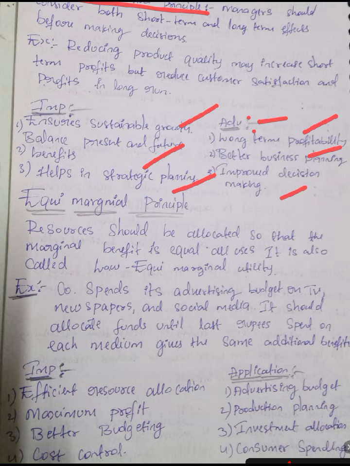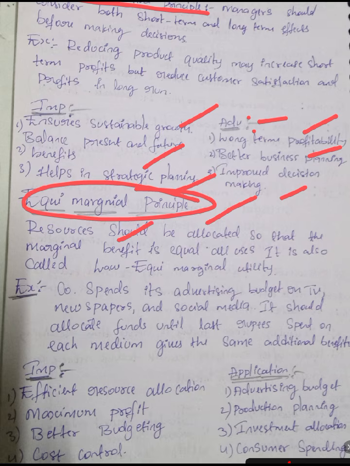Now, let's talk about the equi-marginal principle. Resources should be allocated so that the marginal benefit is equal for all users. It is also called the law of equi-marginal utility. I have given one example here.